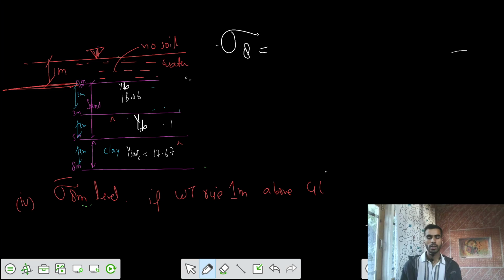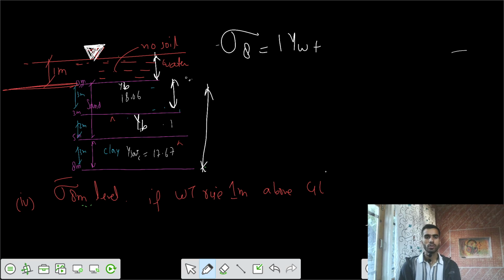Sigma at 8, that's actually 1 gamma W, plus this one. As we have raised the water table to 1 meter above the ground level, all those soils would be saturated. All that soil is saturated now, so we have to solve for the gamma sat. Gamma sat is actually how much? Gamma sat was your 20.31.